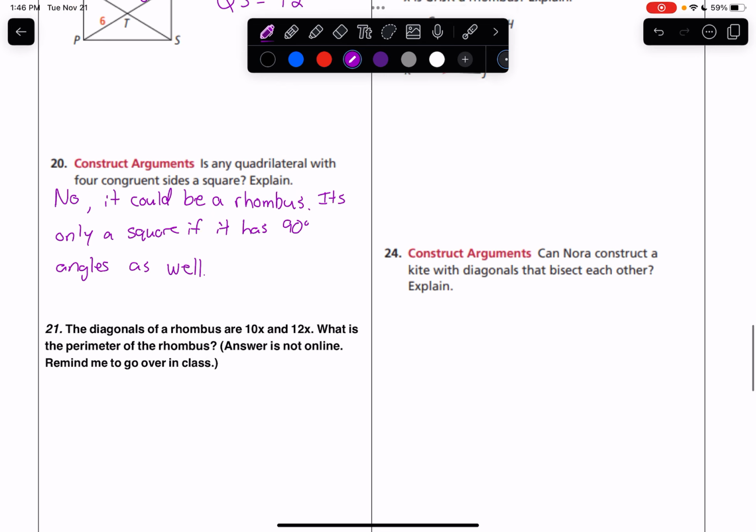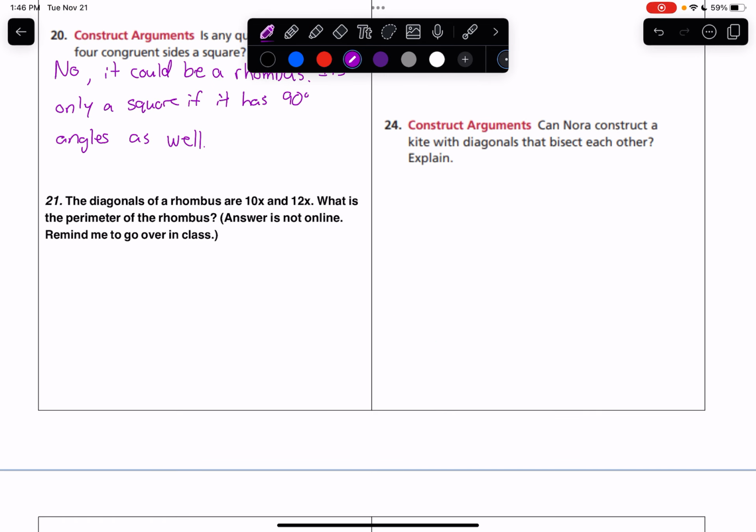All right. The diagonals of a rhombus are 10x and 12x. What is the perimeter of the rhombus? Ignore this next part because clearly the answer is online now. I actually have it. So we can draw this rhombus if we want. Again, draw your diagrams big enough where you can write in them a little bit at least. They don't need to be super tiny.